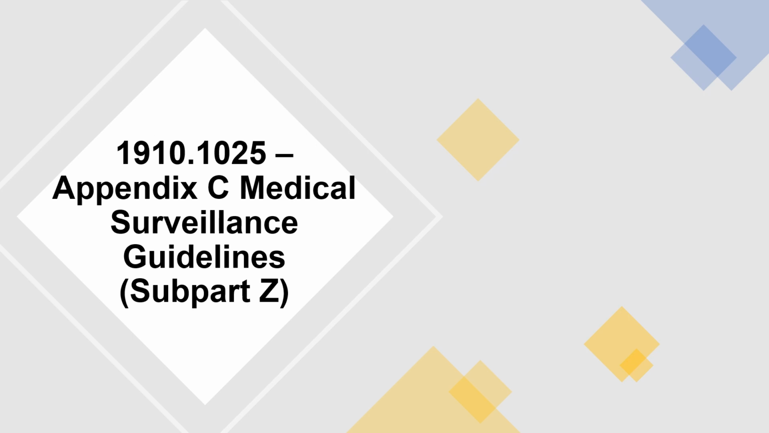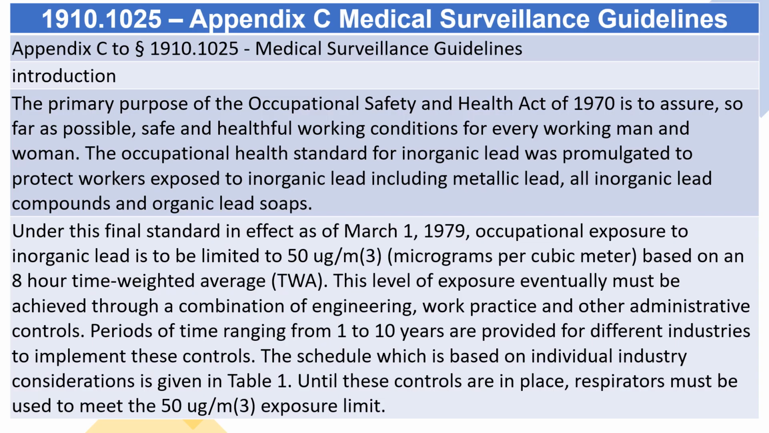1910.1025 Appendix C, Medical Surveillance Guidelines. Introduction. The primary purpose of the Occupational Safety and Health Act of 1970 is to assure, so far as possible, safe and healthful working conditions for every working man and woman.